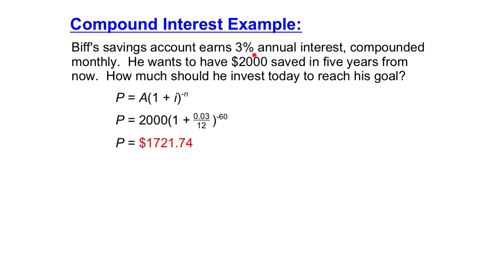So if the annual interest is 3% and it's compounded monthly, then I is 3% divided by 12. N is the number of compounding periods. So if it's compounded 12 times a year for 5 years, 12 times 5 is 60, N is 60. But just remember, the exponent is negative. So when you type this in your calculator, remember the negative exponent. He should invest $1,721.74 today so that 5 years from now, he will have that $2,000 that he wants to have.